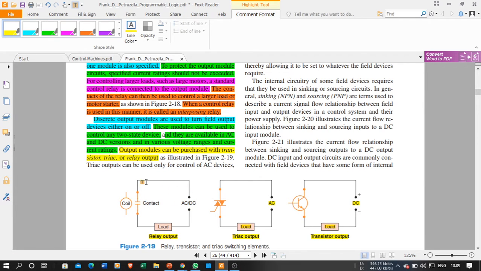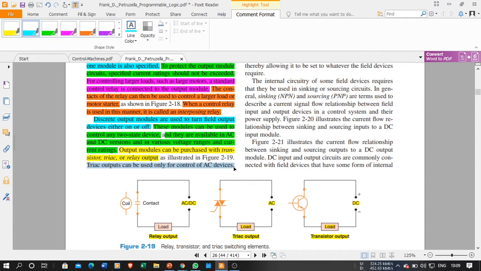This relay based output module can be used for AC output devices as well as DC output devices. If I am going to use the triac based output module, the triac based output module can only be used for AC devices. And if I am going to select the transistor based output module, that can be used only for DC output devices. Triac output can be used only for AC devices.